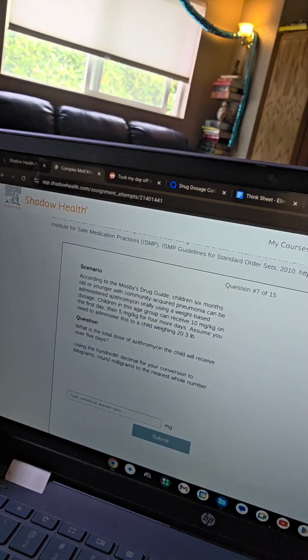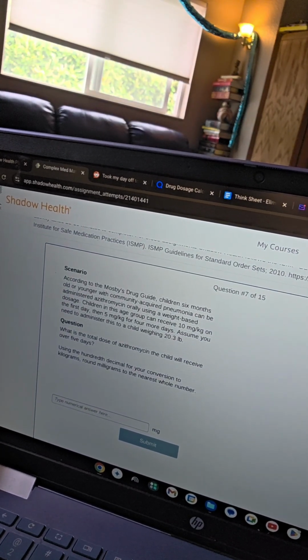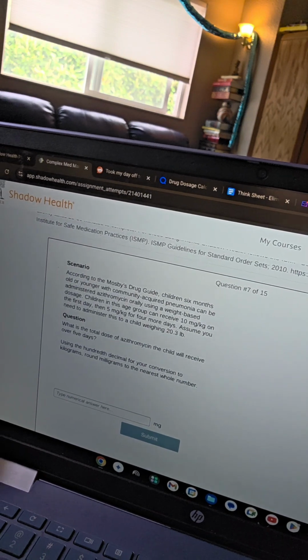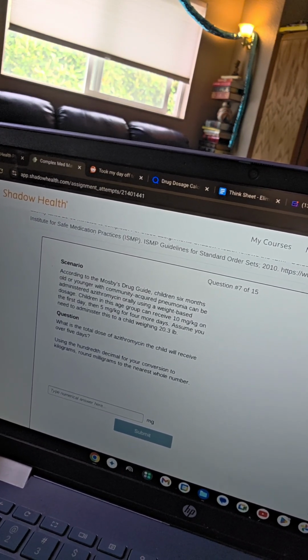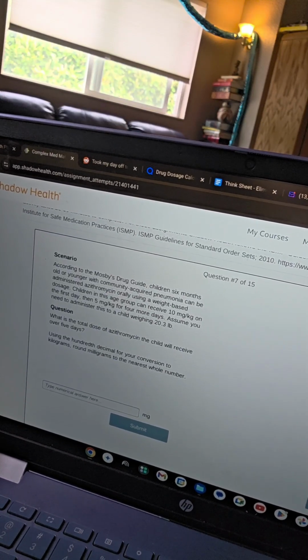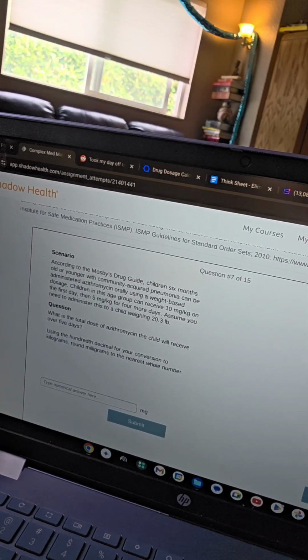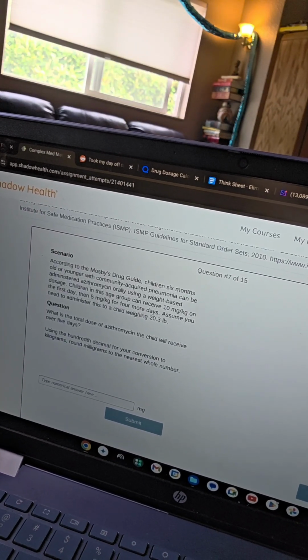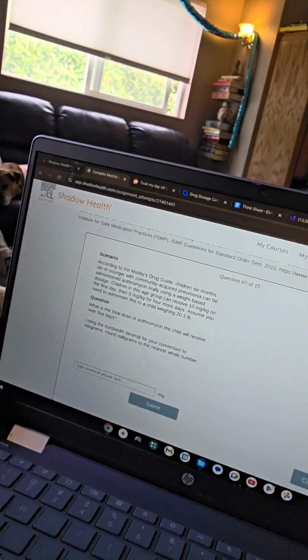Okay, according to Mosby's drug guide, children 6 months or younger with community-acquired pneumonia can be administered azithromycin orally using a weight-based dosage. Children in this age group can receive 10 milligrams per kilogram on the first day, then 5 milligrams per kilogram for 4 more days. Assuming you need to administer this to a child weighing 20.3 pounds, what is the total dose of azithromycin the child received over 5 days?